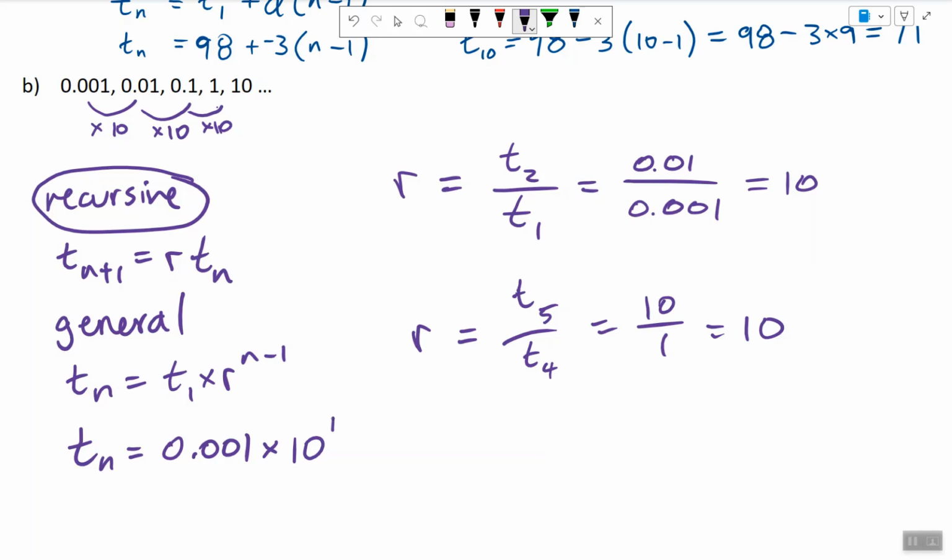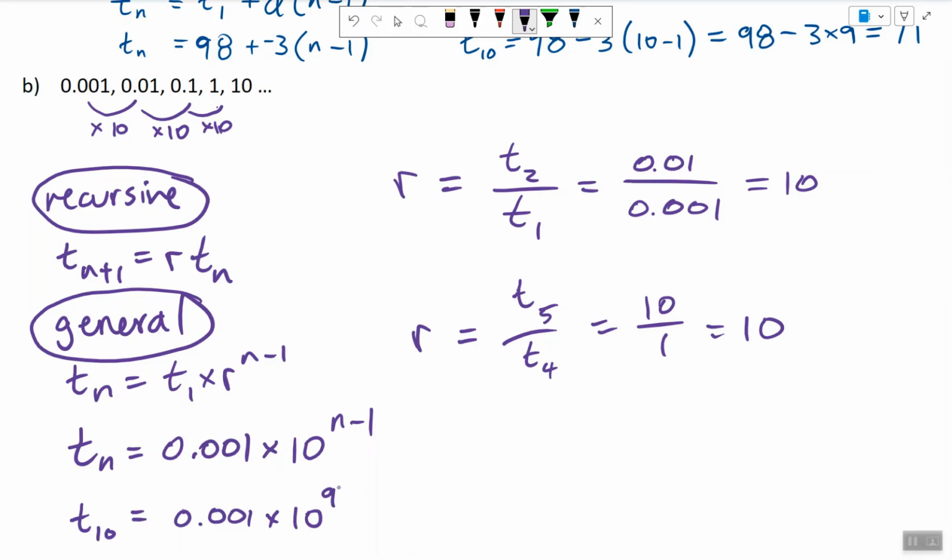And we have the ratio, r is 10. Okay. So now we're going to sub in times 10 to the power of 9. What does that equal? We move the decimal place 9 places.